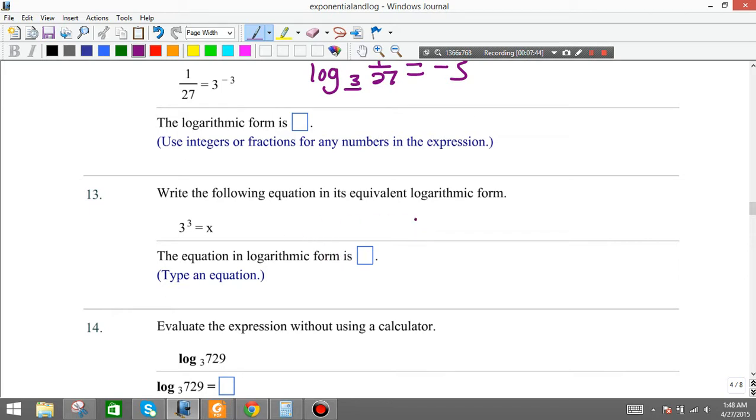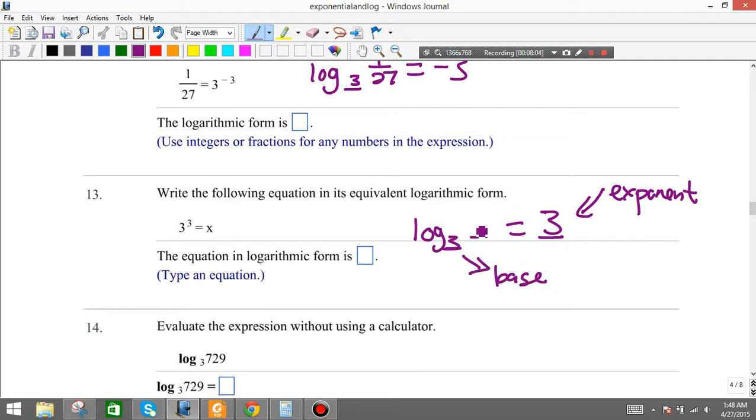Again, filling this in, log base blank of blank equals blank. The exponent always goes over here. 3 is the base as well, so the base goes here. And then x is whatever's on the other side of the equal sign. And again, the way that you can check, 3 to the third is equal to x. That's how you know it's right.